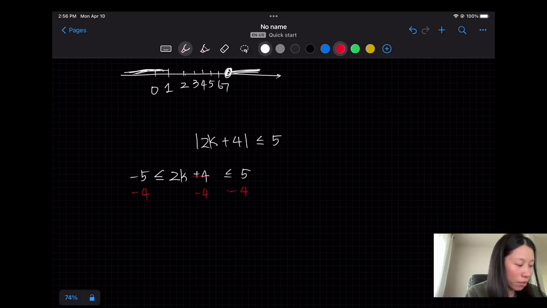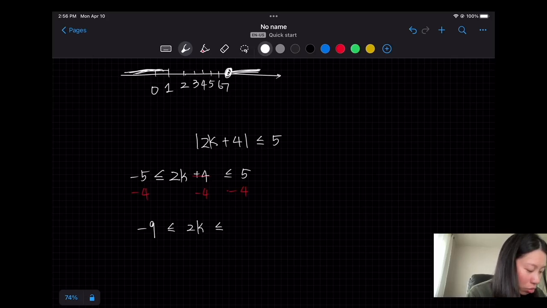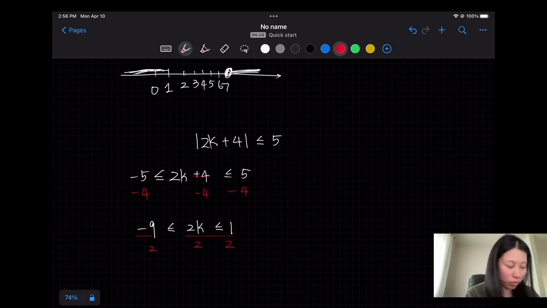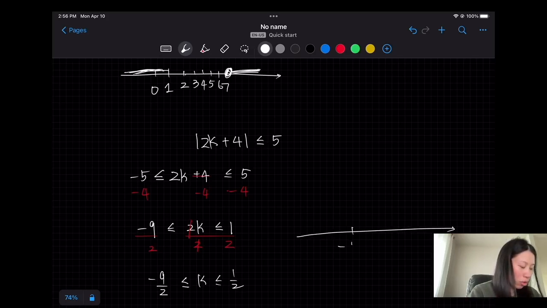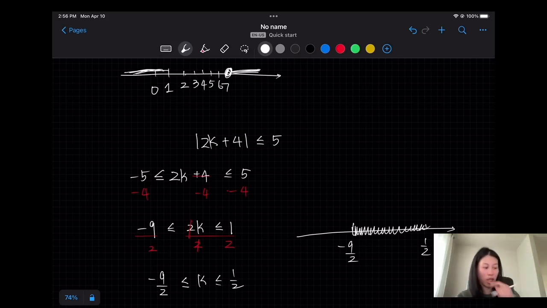So I will have negative 9 less than or equal to 2k less than or equal to 1, and then divide 2 on every term. So I will have negative 9/2 less than or equal to k less than or equal to 1/2. On the number line, this should look like in between, not on the two sides. So that's the difference.